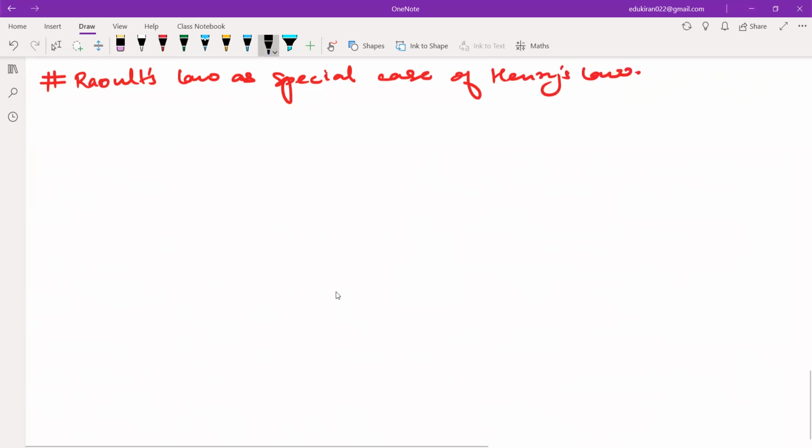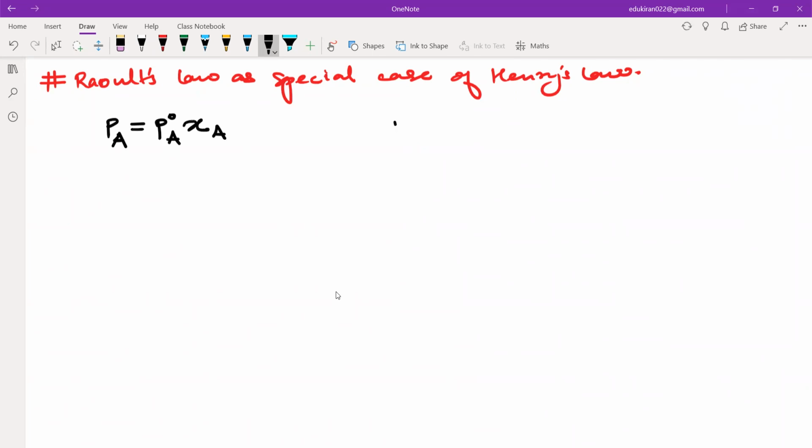Now, if you see Raoult's law, this statement that we usually write, P total is equal to P naught A chi A plus P naught B chi B, is not exactly Raoult's law. This is an application of Raoult's law. It is related to Raoult's law, but it is not exactly Raoult's law. If you remember, Raoult's law says that the partial pressure of the vapor phase of a liquid in solution will be equal to its pure vapor pressure into the mole fraction.